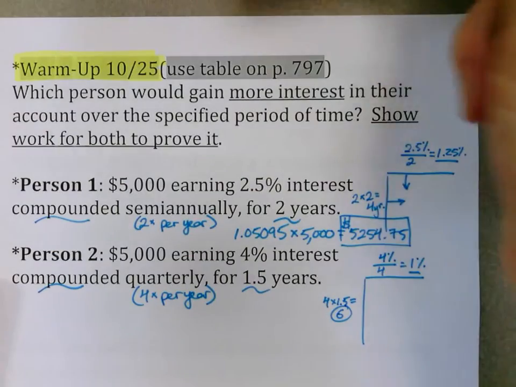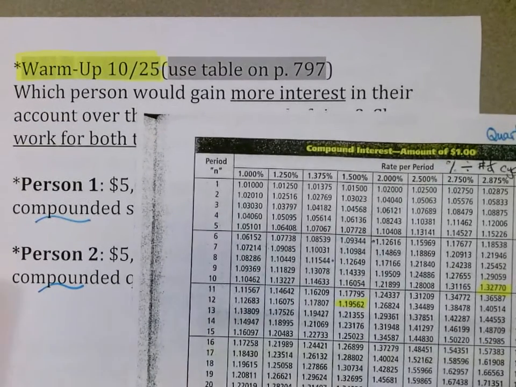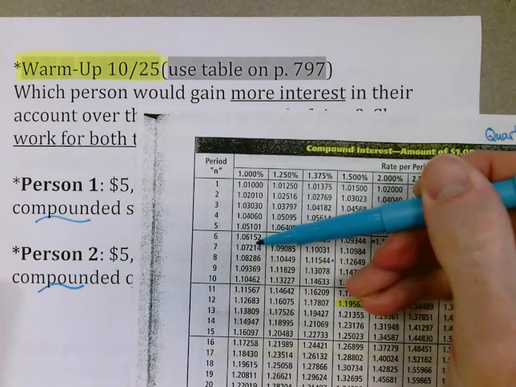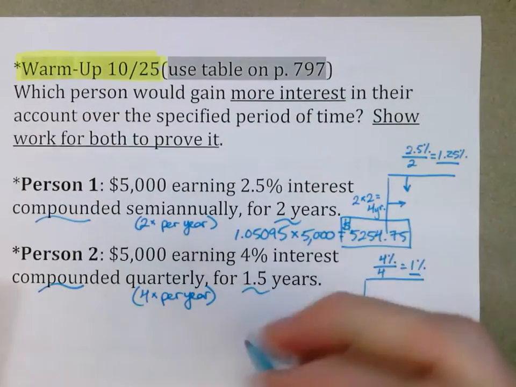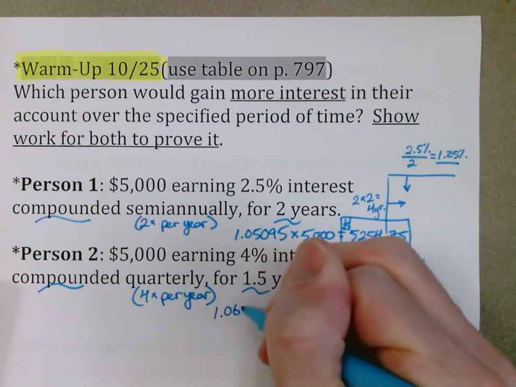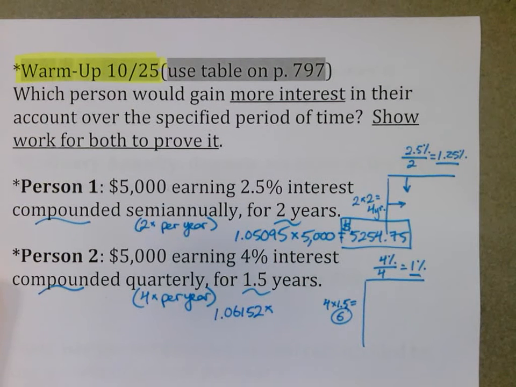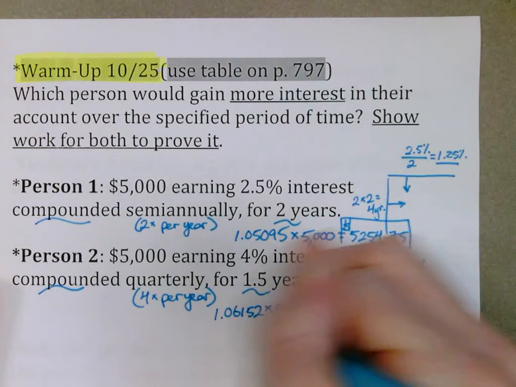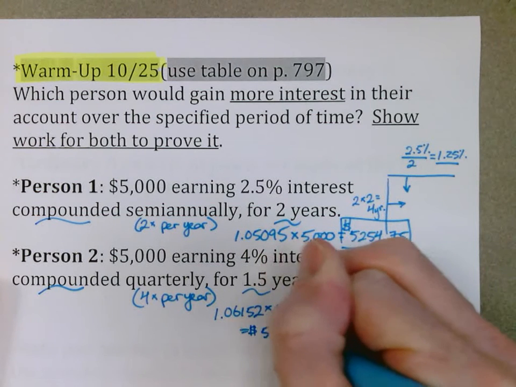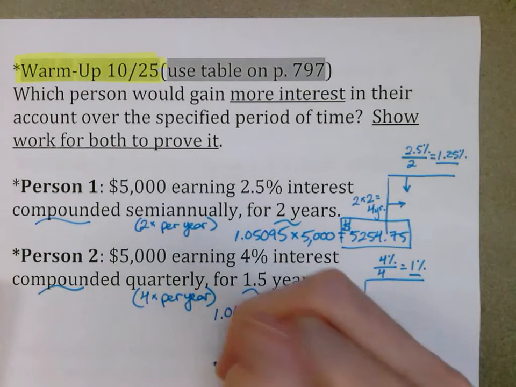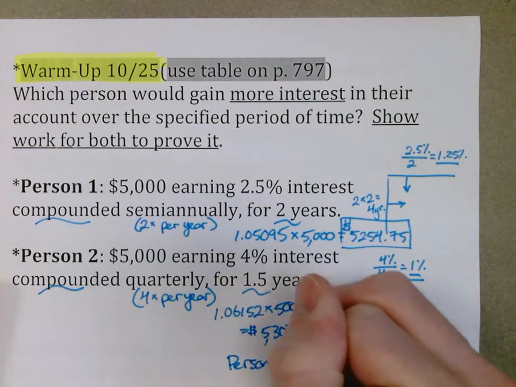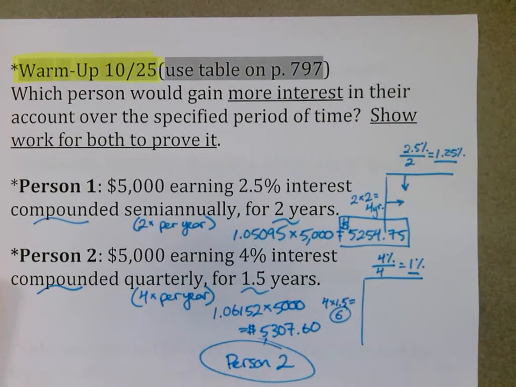So now that's when we reach for our table one more time. We are looking in the 1% column, and we're going to drop down to 6 interest cycles, and that number is 1.06152. 1.06152 times our principal, the $5,000 that we put into the account, and that value results in $5,307.60, which means when it comes to who earned more, person number 2. Man, that lucky person number 2 getting all that free money.